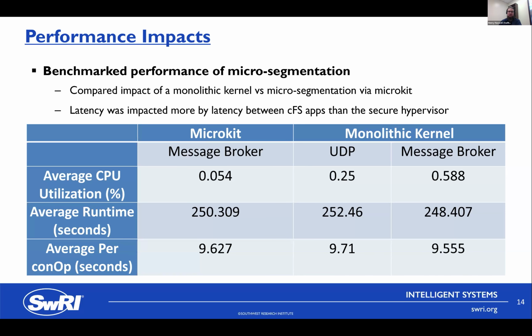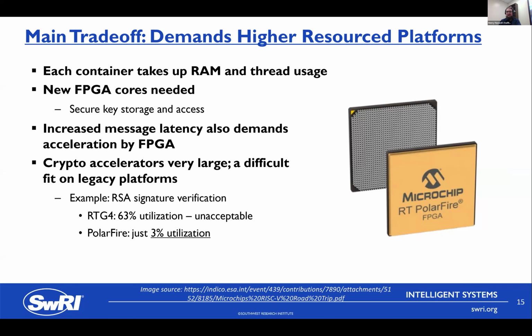So the main trade-off of all of this is that it's going to demand a higher resource platform. The ARM Cortex-A72 is not the lowest level processor out there. Even then, on top of that, when you consider encryption, depending on the type of encryption you do, it can be pretty resource intensive. So if you're using asymmetric encryption, for example, versus symmetric, you're going to need some additional hardware. You may need to have some FPGA cores to handle this key storage and access.